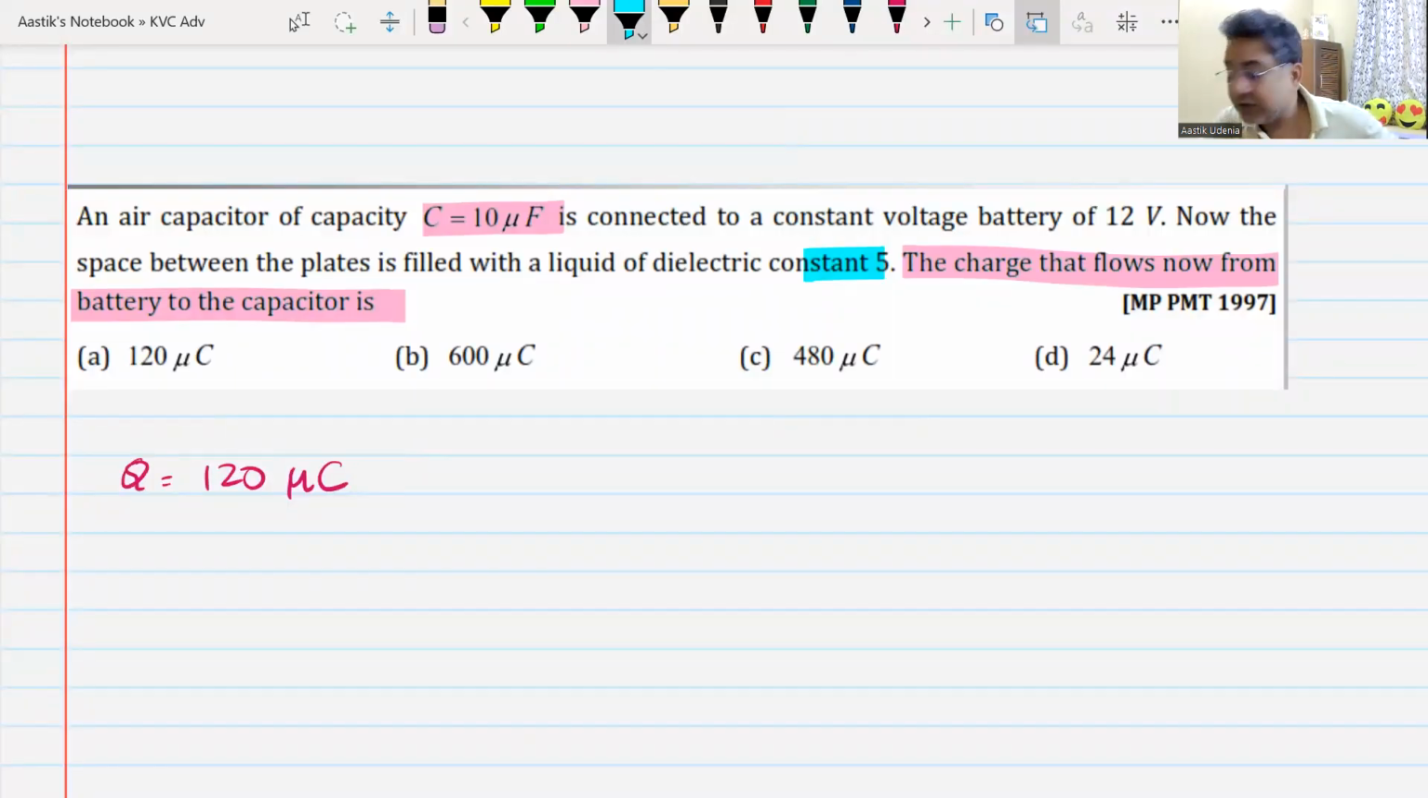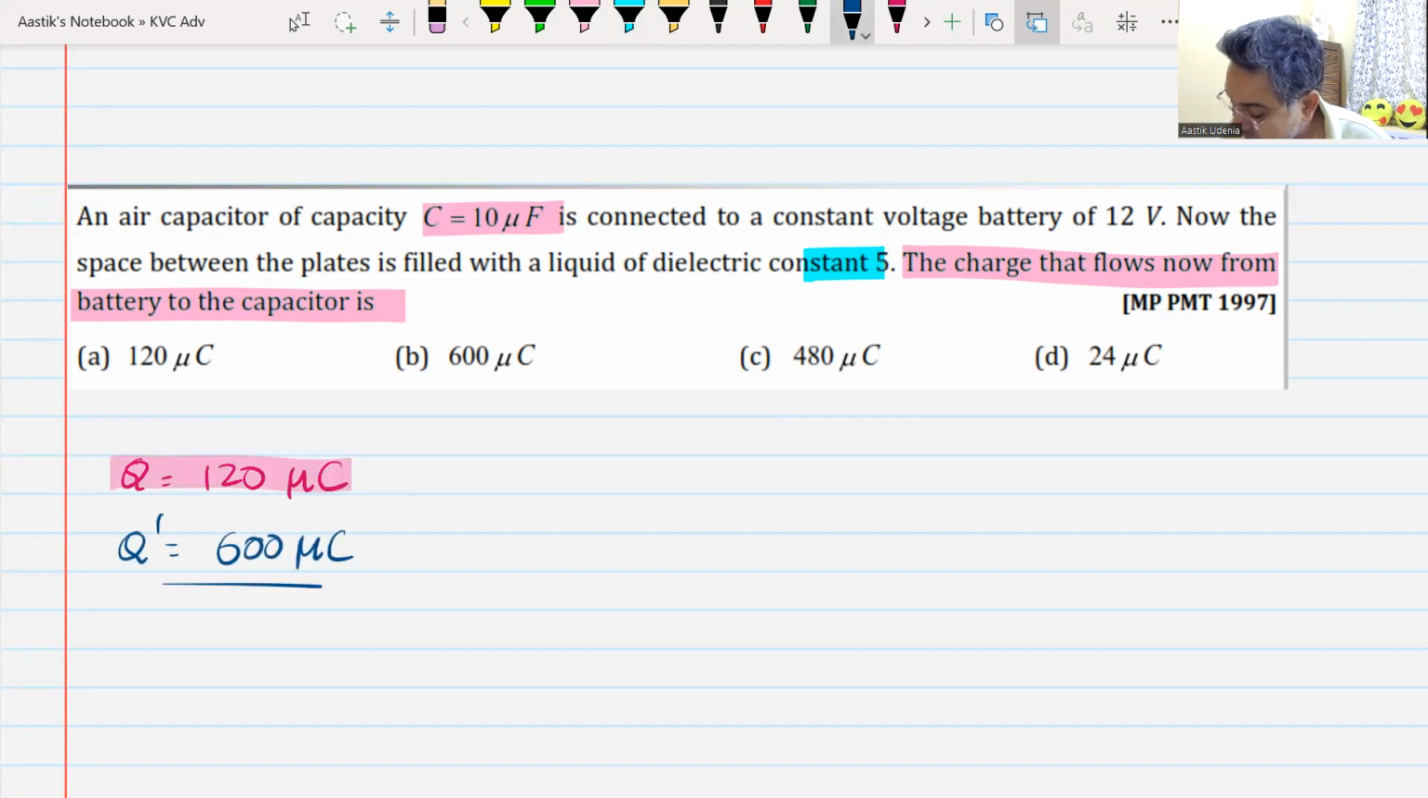Do it again. The original capacitance is 10 microfarad and the battery is 12 volt. So the original charge is 120 microcoulomb. Yes or no? Yes, sir. The new capacitance becomes 10 multiplied by 5, 50. So the new charge becomes 600 microcoulomb. Yes or no? Yes, sir.